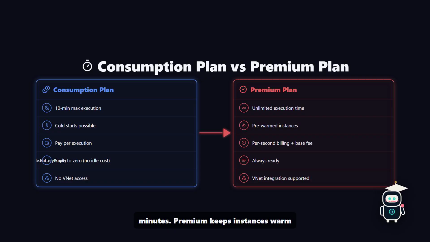Premium keeps instances warm all the time, like a reserved car service, so no cold starts, and you can run functions for as long as you need. Use Consumption for low-traffic APIs. Choose Premium for latency-sensitive, production-grade apps that need VNet access. Check the Azure Functions pricing page for exact rates per million executions and per second.